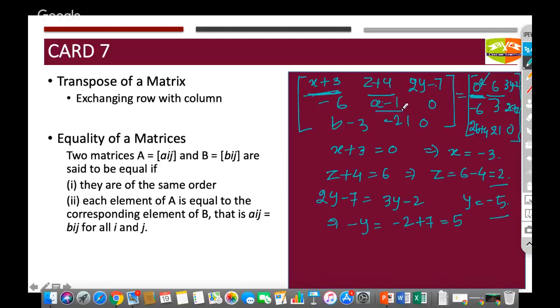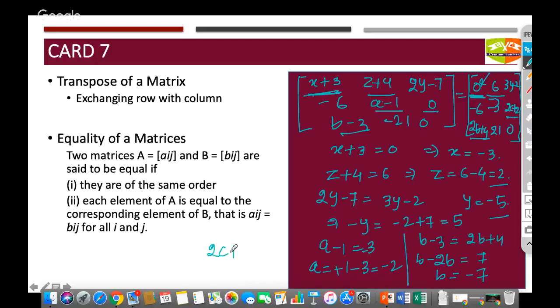Now let me go to a. Here I see that a minus 1 is equal to minus 3. So a is equal to plus 1 minus 3, which comes out to be minus 2. Now I know that b minus 3 should be equal to 2b plus 4, because this is third row, first column. I am comparing it with third row, first column here. So I get b minus 2b is equal to 7, and b comes out to be minus 7. Similarly, I can see here second row, third column, that 2c plus 2 is equal to 0. So c will come out to be minus 1. So that's how you have to solve this question.